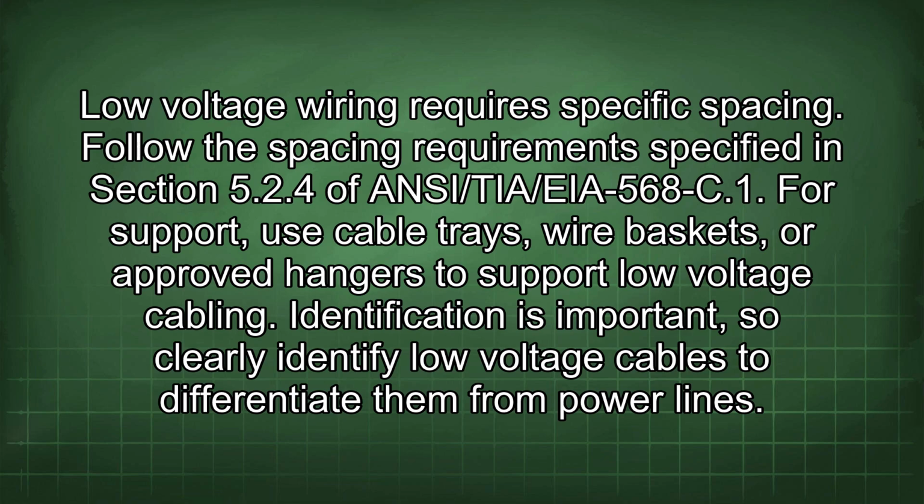Low-voltage wiring requires specific spacing. Follow the spacing requirements specified in Section 5.24 of ANSI/TIA/EIA-568-C.1. For support, use cable trays, wire baskets, or approved hangers to support low-voltage cabling. Identification is important, so clearly identify low-voltage cables to differentiate them from power lines.